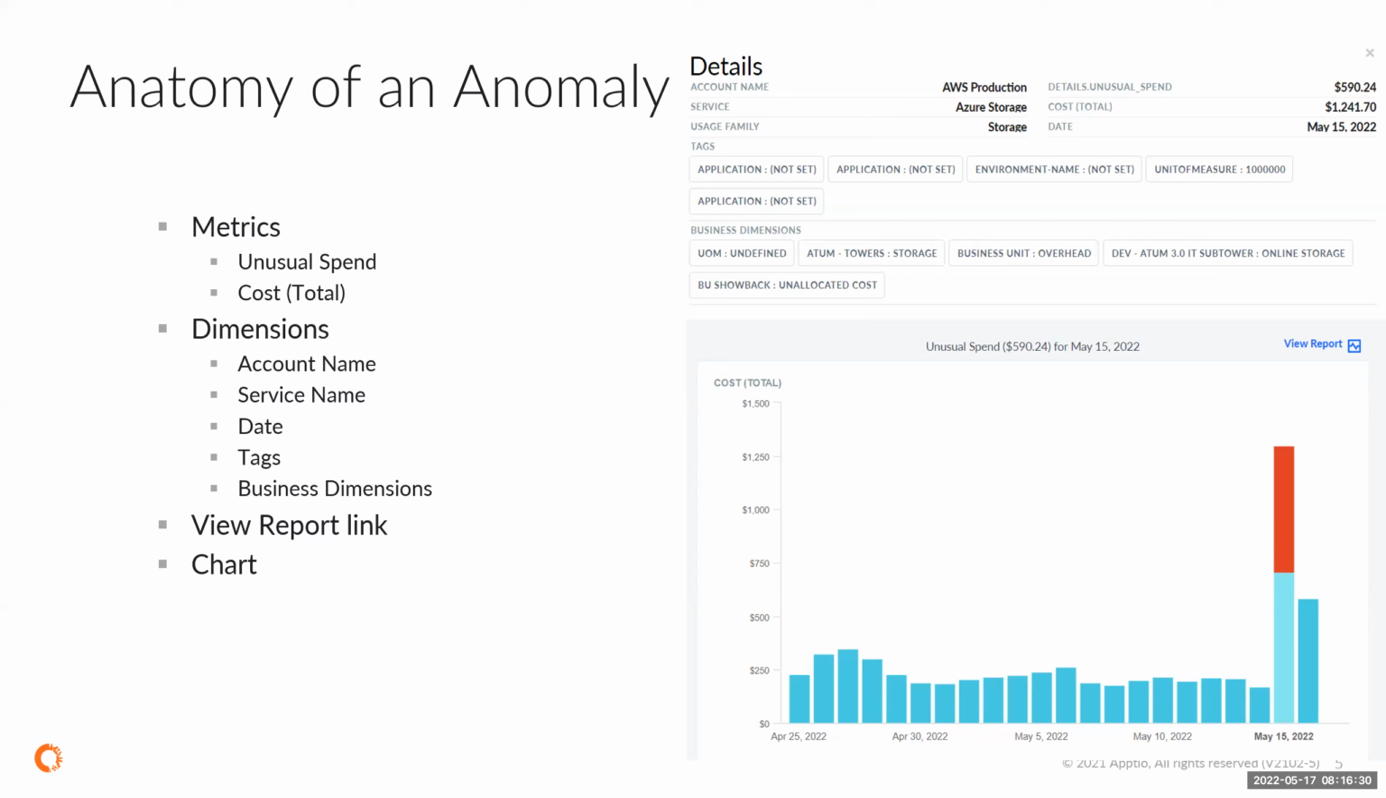Another thing worth pointing out here is the metric that we're actually using, which is cost total. We're not using cost adjusted or cost amortized or anything like that. We're just using cost total. Even if you have discounts in place, the goal here is to find changes in spending. And whether or not you have a discount, the change in spend is going to be true no matter what. So we've just chosen cost total because ultimately it doesn't really matter. Once you change the metric, the anomaly is still going to exist.